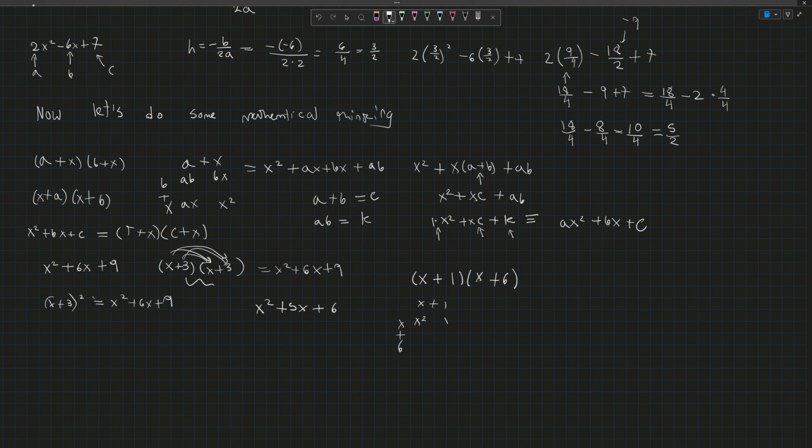This becomes x squared. This becomes x. This becomes 6x. This becomes 6. You add them up, you get x squared plus 7x plus 6. Doesn't work. Let's try taking another guess.